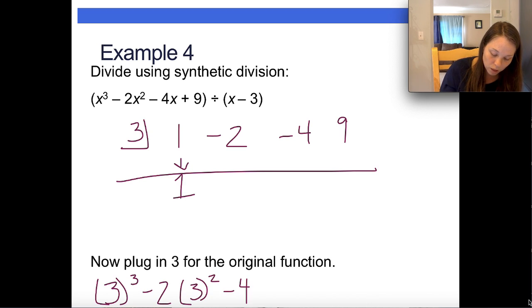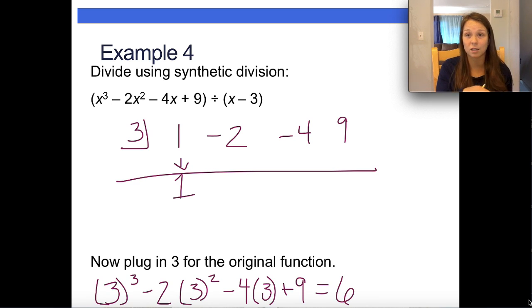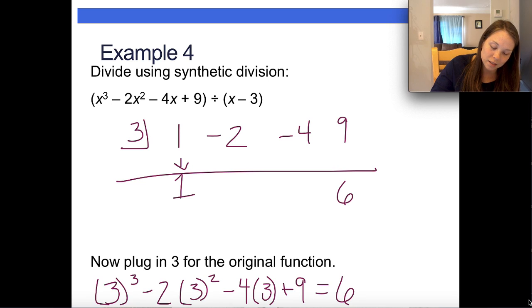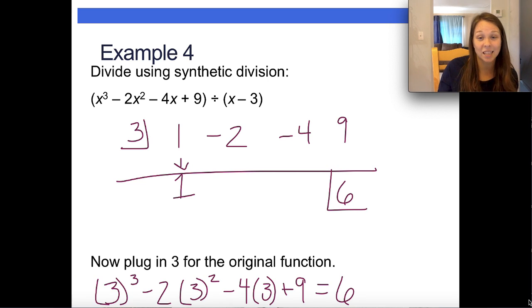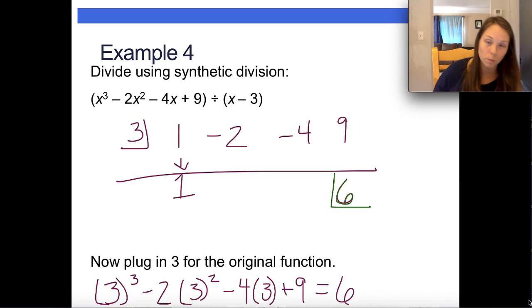So I'm plugging 3 in for x, just into that first function. When I plug 3 in, I get 6. So what that means is if I do this right with the synthetic division, I should end up with a 6 here, because that's the number I get when I plug 3 into the original problem. So let's see if it works out that way. And actually, I will write this in a different color to remember that this is what we did first.